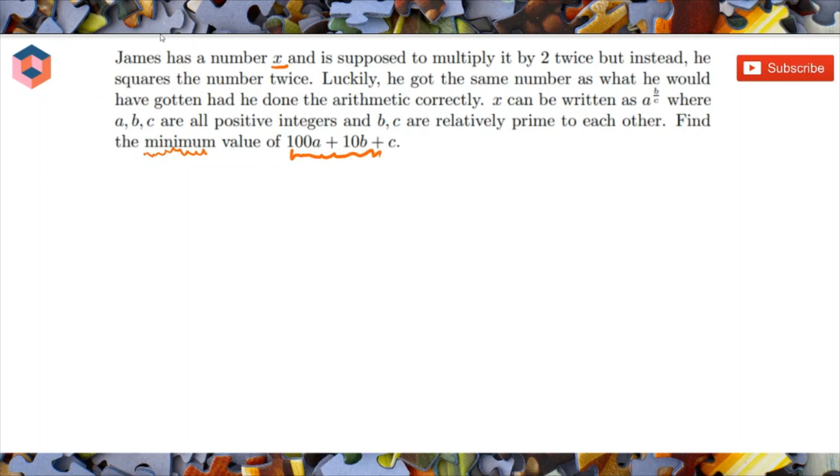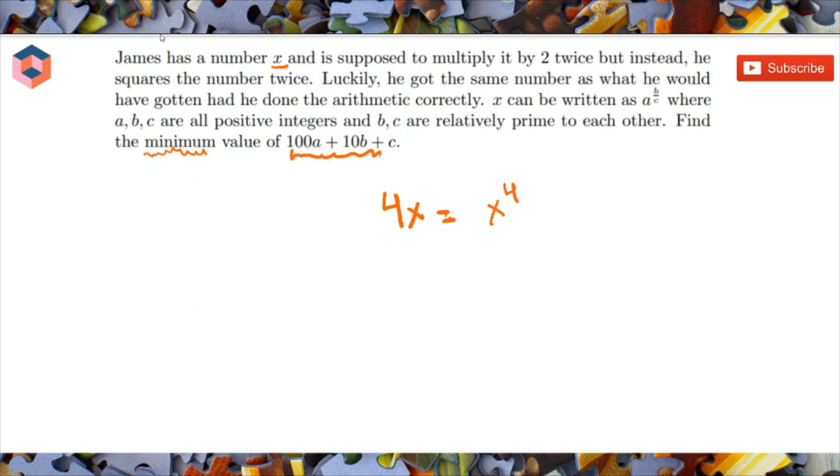They tell us that we multiply by 2 twice. Multiplying by 2 twice is 2 times 2, or the same as multiplying by 4. So we get 4x is equal to squaring the number twice. If you square x, you get x squared. And if you square x squared, you'll get x to the power of 4. Now we have a simple equation that we can try solving for.